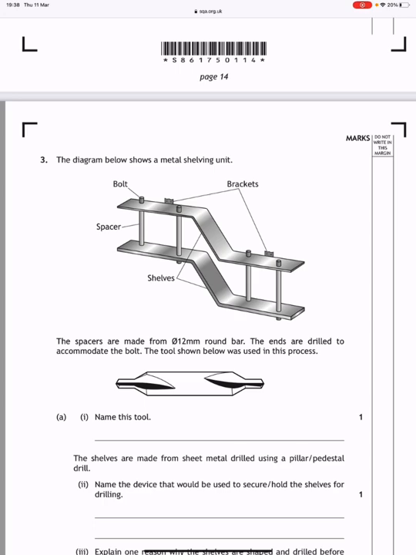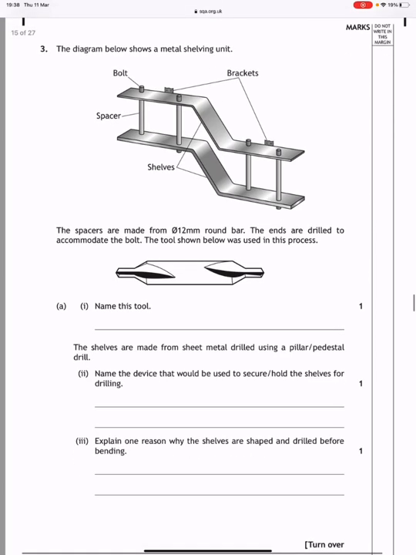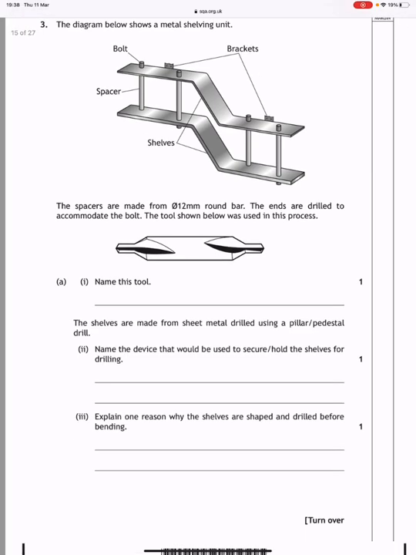So just like when you have to centre punch a bit of metal and drill it on a pillar drill, on the lathe you have to use a centre tool to centre the metal before you drill it. So this is a centre tool. The shelves are made from sheet metal, drilled using a pillar or pedestal drill. Name the device that would be used to secure or hold the shelves for drilling. I imagine that would be an engineer's vice.